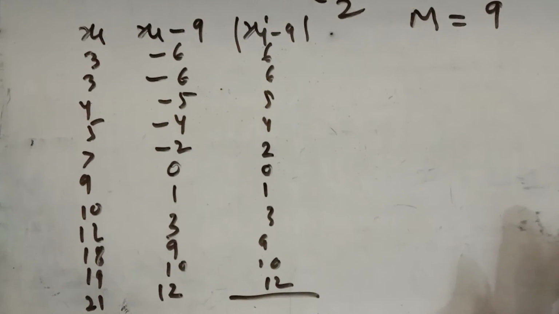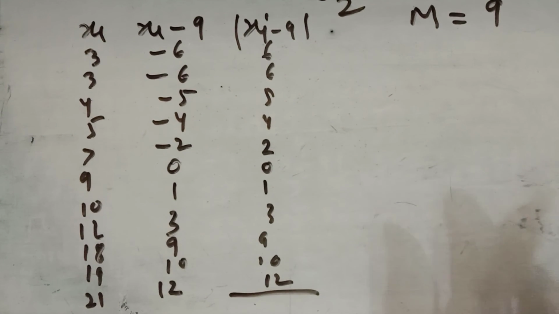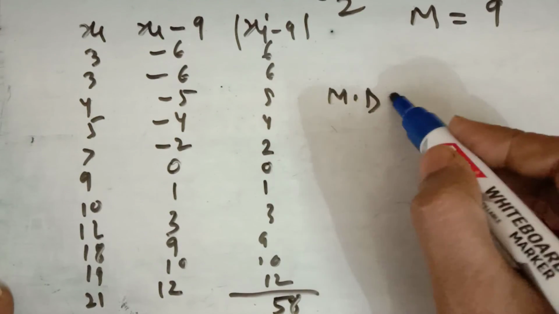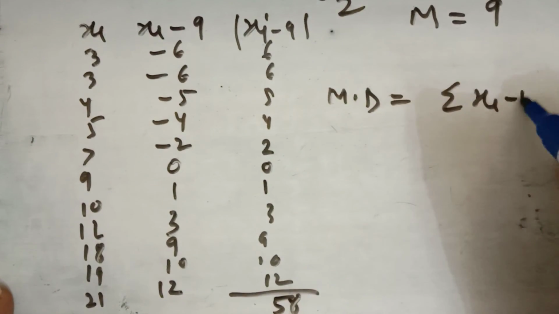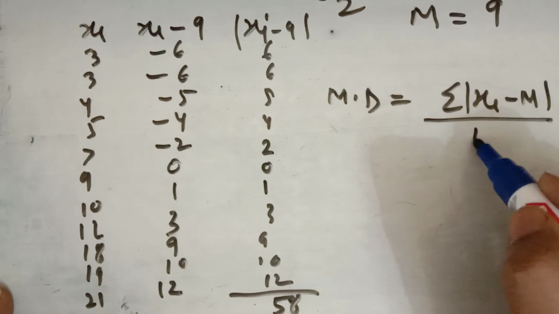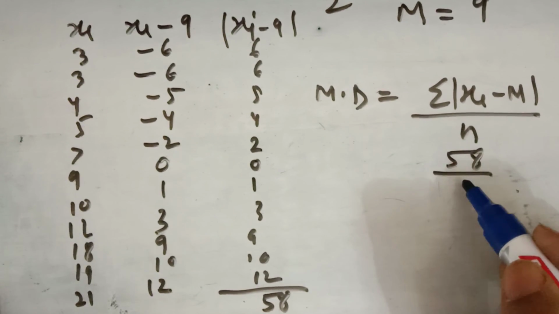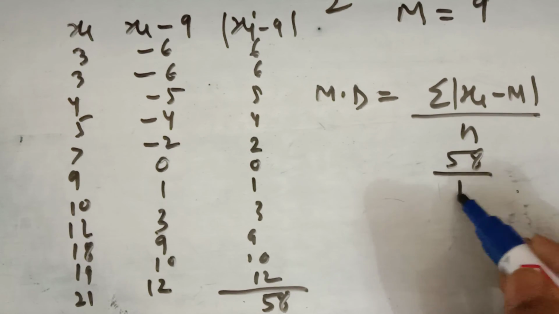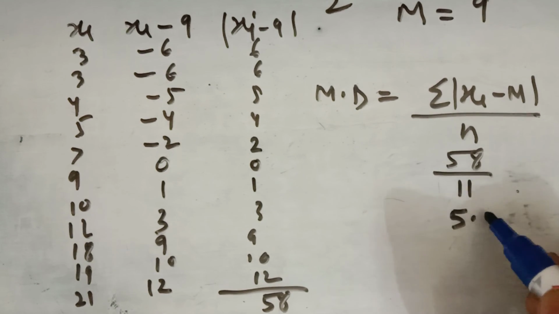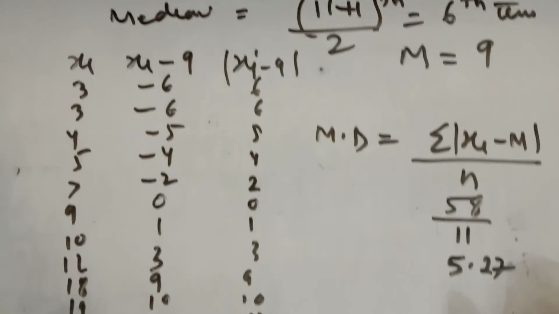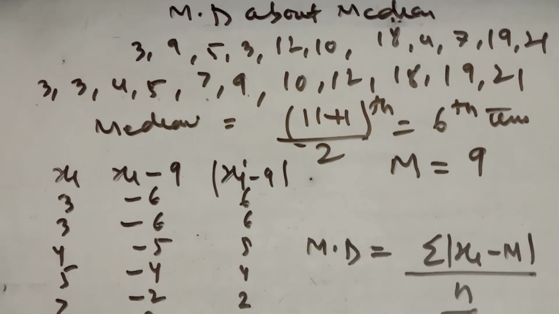Find the sum of it. Its sum is coming out to be 58. Add it up, and the mean deviation about the median is the sum of mod of xi minus median divided by the number of observations. The sum is coming out to be 58 and the number of observations here is 11. So it's coming out to be 5.27. So this is the mean deviation about the median for the ungrouped data.